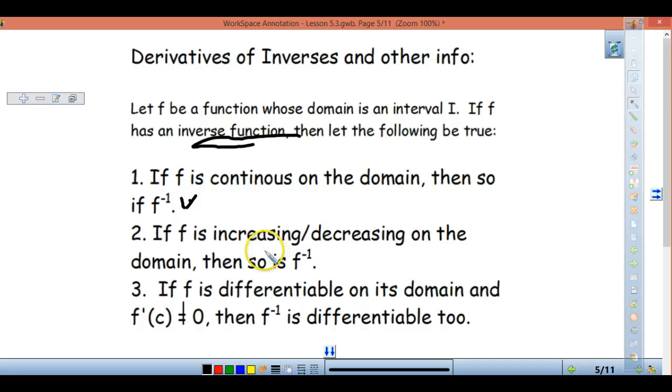If f is increasing or decreasing on the domain, so is f inverse. So what that means is if f is increasing, f inverse is also increasing. Similarly, if f is decreasing, its inverse is decreasing on the interval. And if f is differentiable on the domain and not equal to 0, then f inverse is differentiable also.